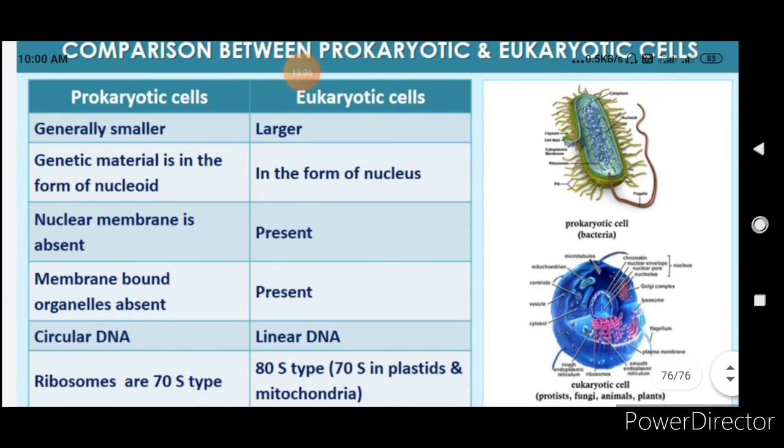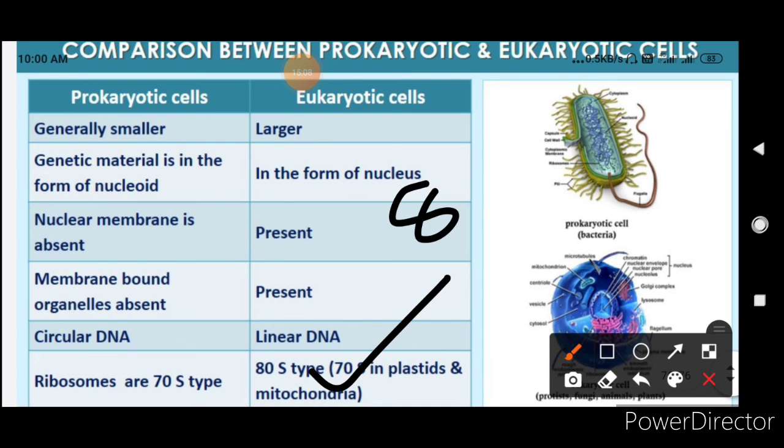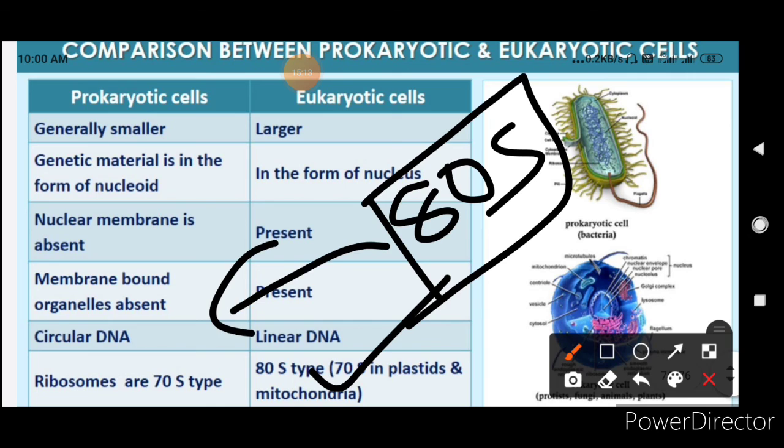This last point you have to remember: that 80S ribosomes are present in eukaryotic cell, but plastids and mitochondria, plastids when you are talking about plants, and mitochondria in both, will have what, 70S, because they are having their own genetic material, and to some extent they are capable of making their own proteins. Okay.